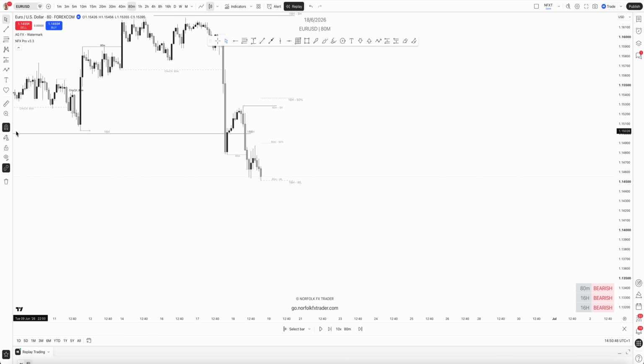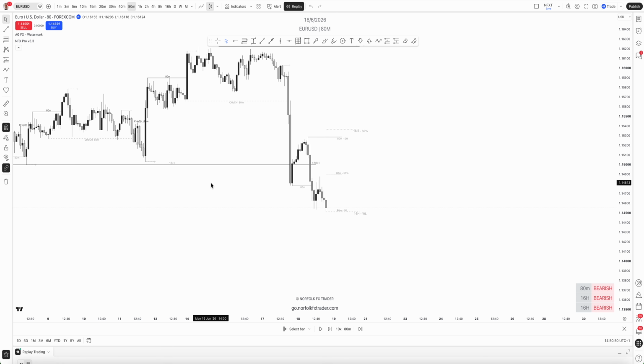Forget this 16 hour here at the moment. We're not looking at 16 hour, we're just looking at this 80-minute time frame. You can see the market is continuing to be bearish, looking for pullback. So it continues to be bearish, no new structure. And we start the pullback phase here.